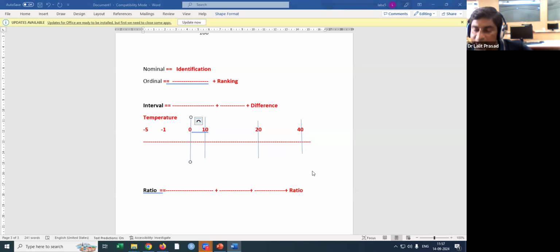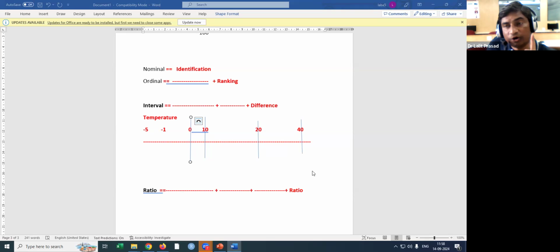So I will ask you a counter question. If you take 10 as a base, will it happen twice? No. If we take -5 as a base, will it happen twice? No. Then you cannot take 0. So that's why we can only find the difference. We can say there is a difference of 20 degrees Celsius between inside temperature and outside temperature. So the difference is valid, 20 degrees Celsius is the difference, but not the ratio. We cannot say it is double.